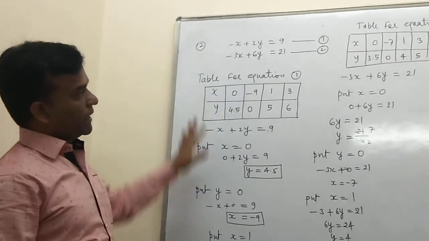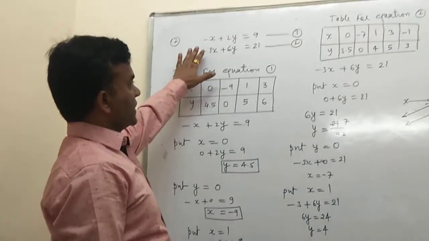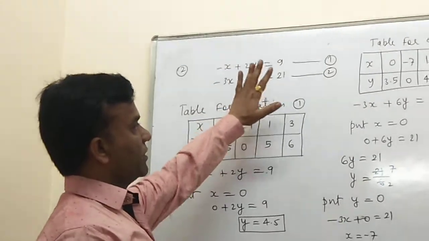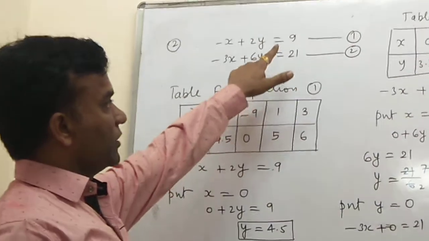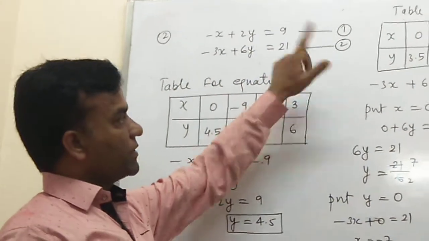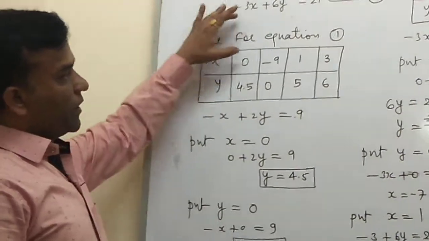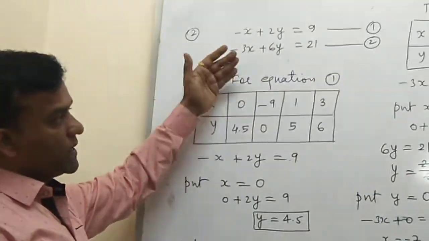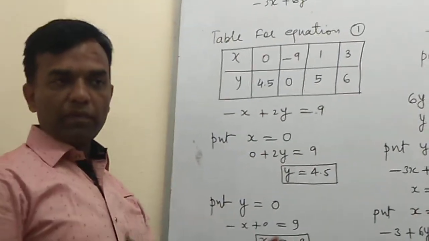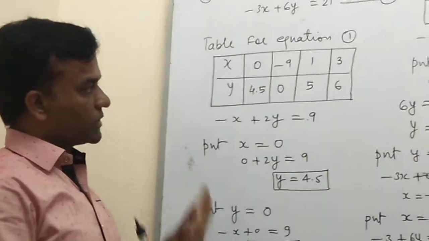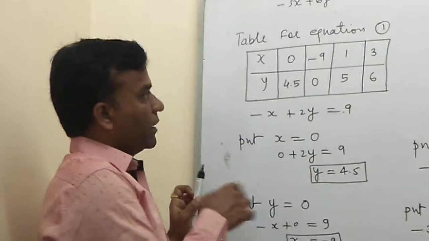Now we have the second example and the second type of equations. First equation: minus x plus 2y equal to 9, and minus 3x plus 6y equal to 21. You call this equation 1 and this equation 2. Okay, now the same procedure we apply here. Table for equation 1, because in the previous equation we also did the same. So in this equation also the process is the same, there is no change in the process.